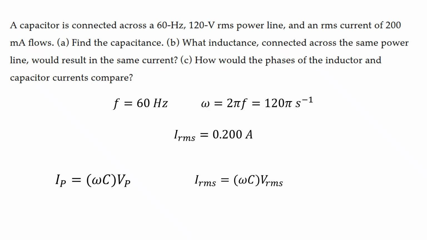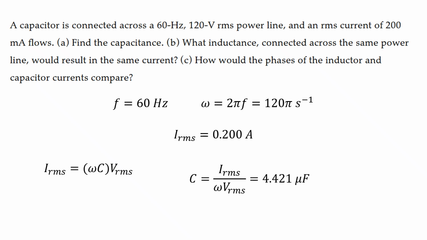And since the question is giving the current and asking about capacitance, and then asking about an inductor, the inductance, let's use those relevant equations. So peak current is omega C times voltage peak, and RMS current, therefore, is omega C times RMS voltage. And remember, the current RMS and peak are related by the square root of 2, so it's going to be that same relationship there.